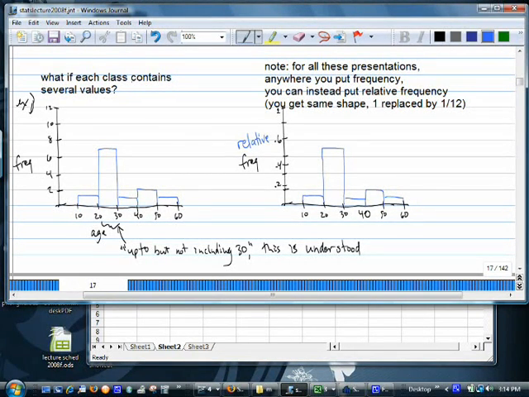The difference is, are you scaling it out of 12 for frequency, or for relative frequency, scaling it out of 1? Yeah? I mean, mathematically, that's exactly right.